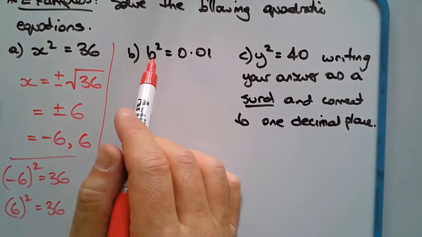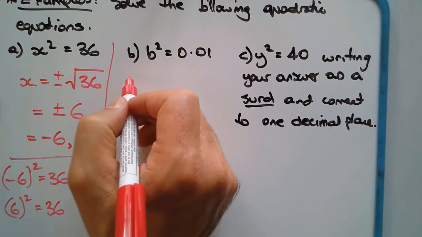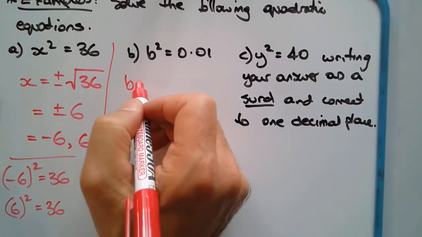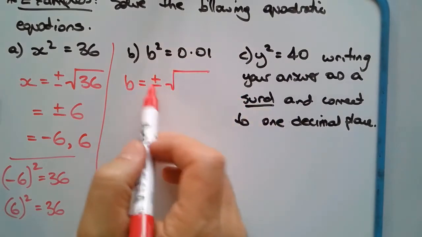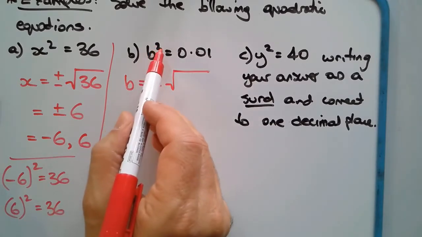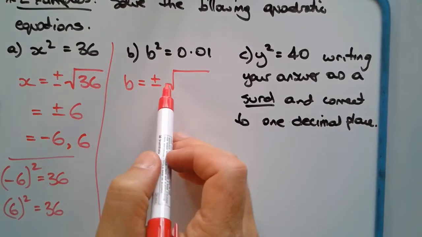Let's have a look at this one. b squared equals 0.01. We're going to do the same thing. We're going to make b the subject of the formula, so we're going to cancel out the squared, and that's going to equal plus or minus. You can only do this when it's a squared. When you're trying to cancel out a square, that's where the plus or minus comes in. You're going to get two values.